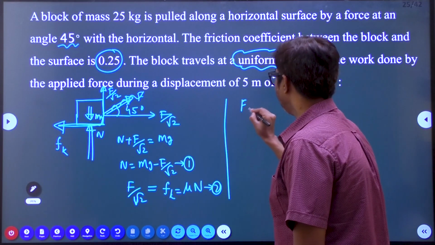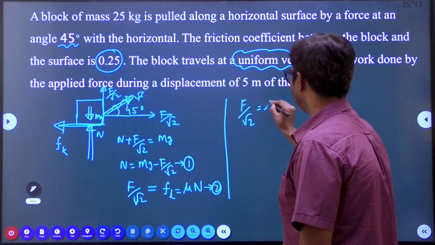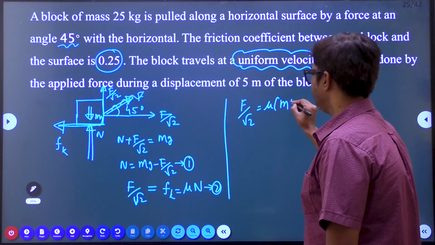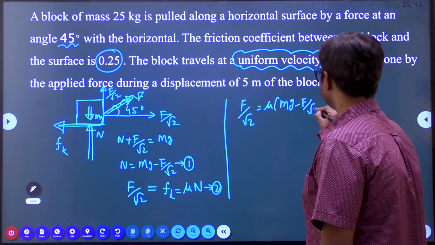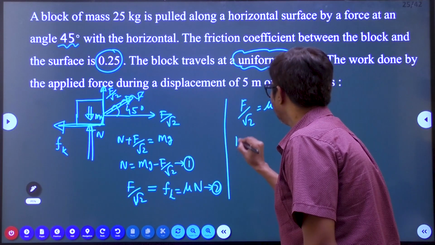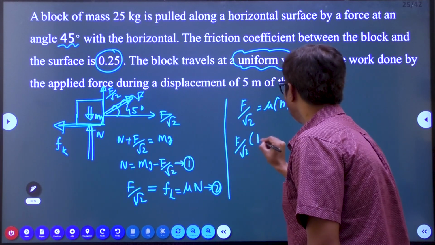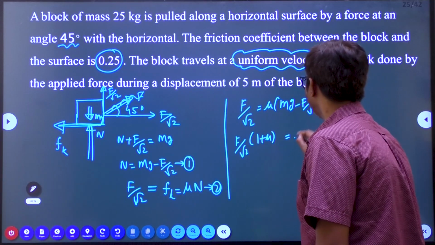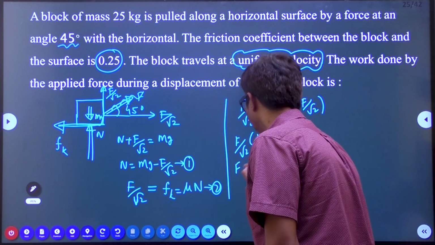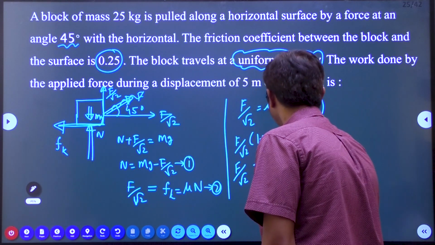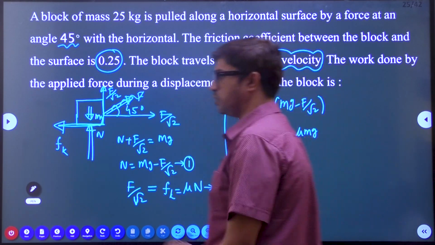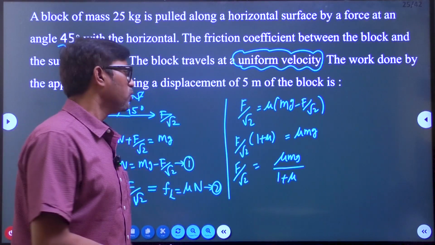So F by root 2, that is the second equation I'm considering, equals mu times N, and N is taken from the first equation, which is mg minus F by root 2. If you take F terms to one side, you have F by root 2 into 1 plus mu, and that is going to be mu mg. So I require F by root 2 from there, and that will be mu mg by 1 plus mu. That is F by root 2.